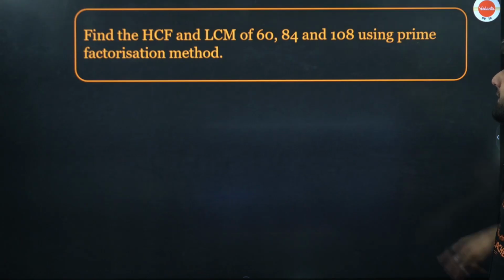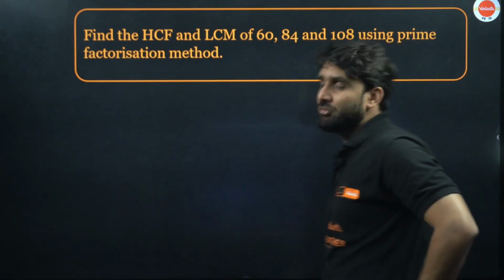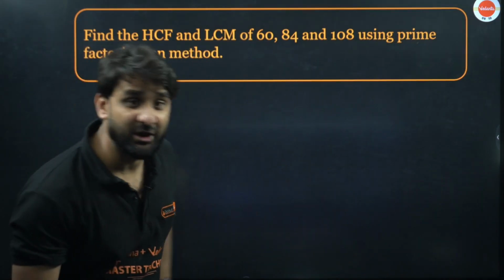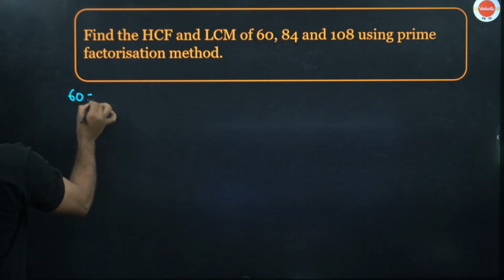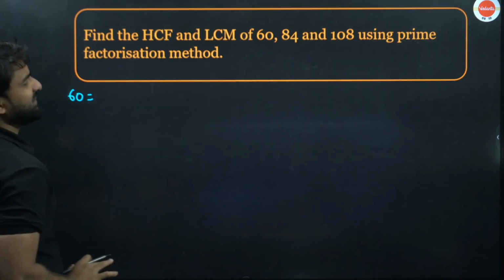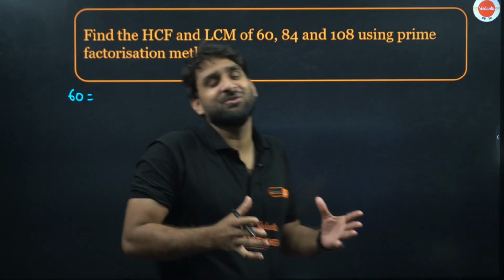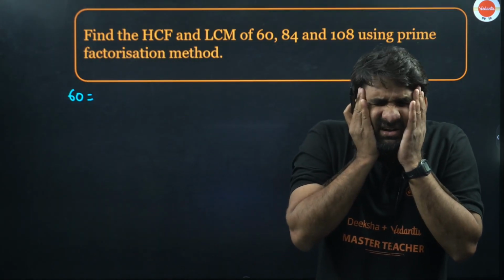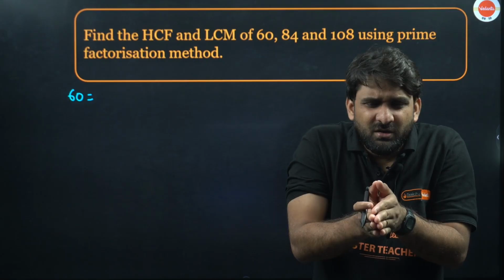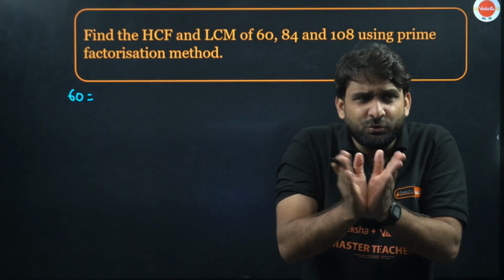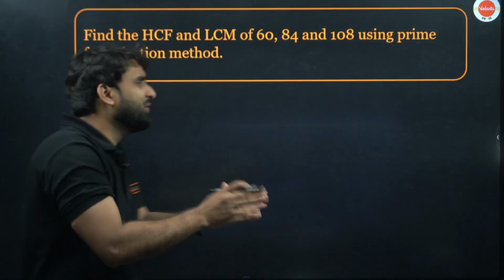Okay, so again one more question. Find the HCF and LCM of, now we have three numbers, three integers. Very easy question, don't worry. So now first write the prime factors of 60. The same trick we can use. 60 can be written as 6 into 10. 6 means 2 into 3, and 10 means 2 into 5. So 2 into 3, 2 into 5.